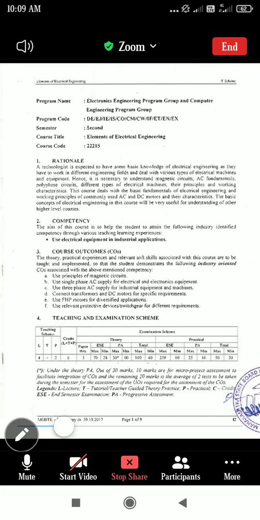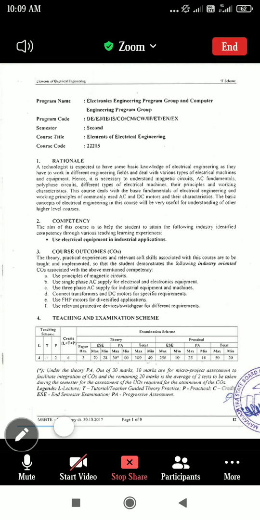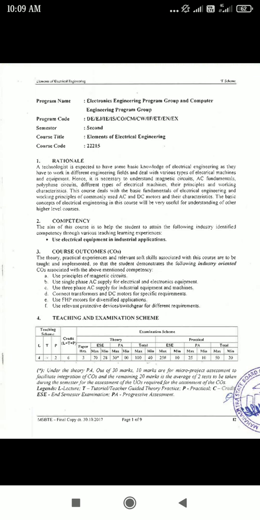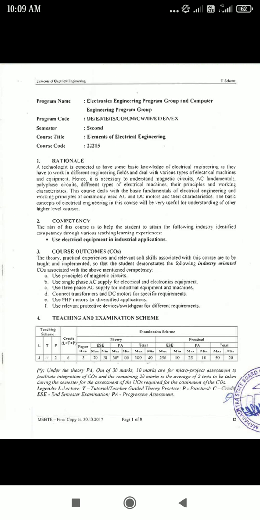Good morning, students. Today we discuss the overview of our subject, that is Elements of Electrical Engineering. The subject code is 22215. Our subject has 70 marks for the end sem exam and 30 marks for progressive assessment. The total weightage of this subject is 100 marks.